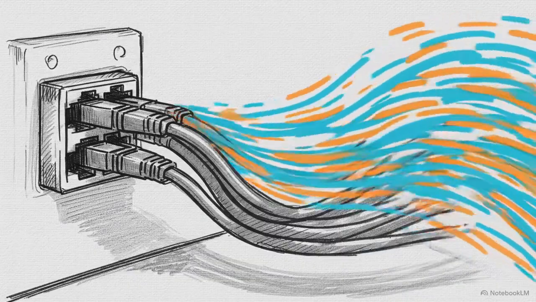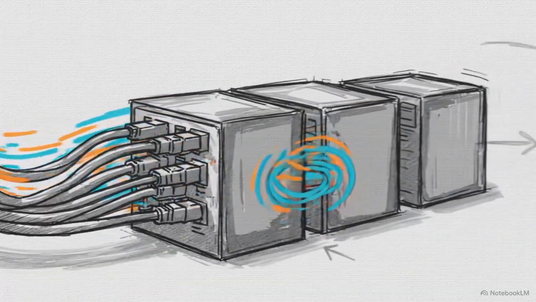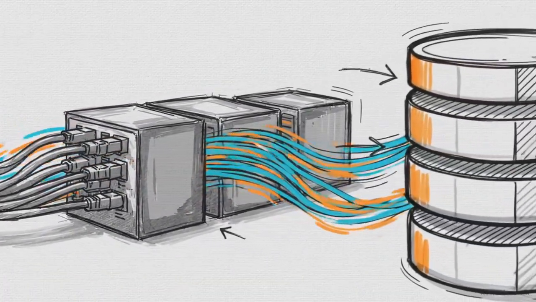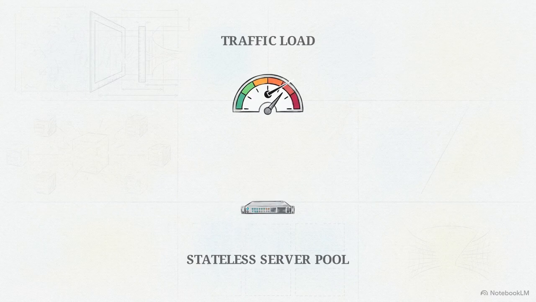This cache layer intercepts the majority of requests, preventing the 11,600 redirects per second from saturating the relational database. The final architecture integrates a load balancer to distribute traffic across a fleet of web servers, which then coordinate between the cache and the database. Keeping the web server stateless allows for horizontal scaling. We can add or remove server capacity based on real-time traffic volume.